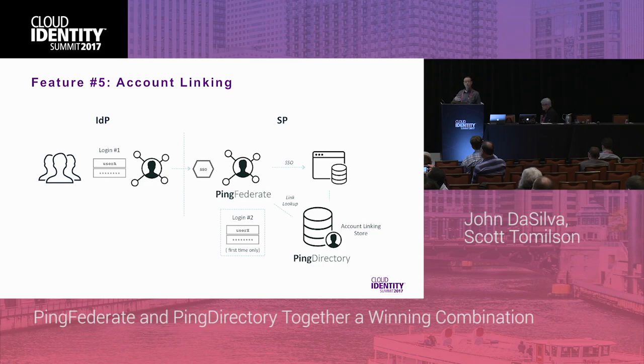If he's not, if we don't know about him, then we will prompt the user to log in with their local service provider credentials. We'll then store that link in the account linking store. So then on subsequent logins, you'll just enter your username and password at the IDP, and then SSO into the SP, and then the account link is used to get you into that application.